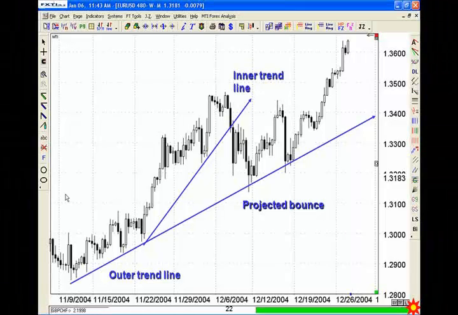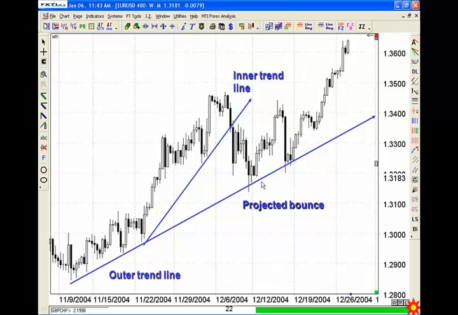Okay, so here we see an inner trend line, A, B, C, D. This is recent. And then we had an outer trend line. See how it broke the inner trend line? It went to find support at the outer trend line. It broke the inner trend line and it went to find support at the outer.